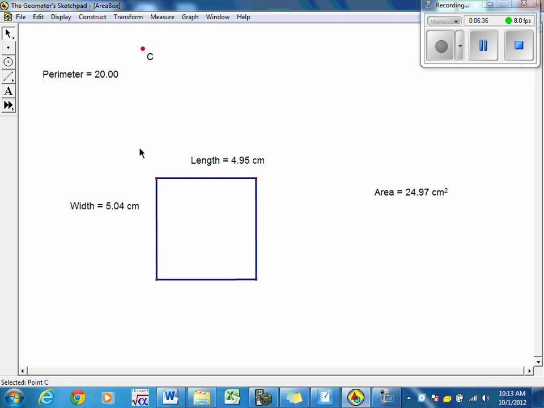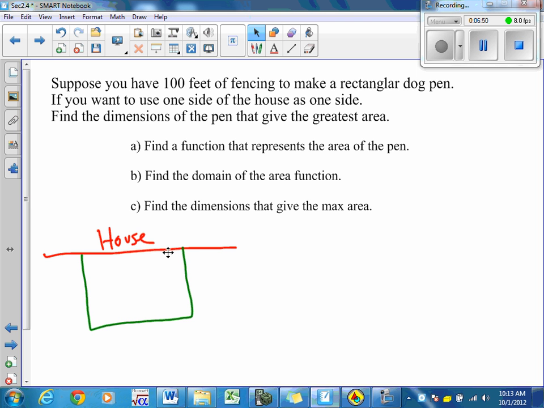First, we have to decide what side we want to label X. Think back to the problems we did earlier. Do we want to make this X, or do we prefer to make this X? Both ways work. One way is not easier than the other. You can do it either way.